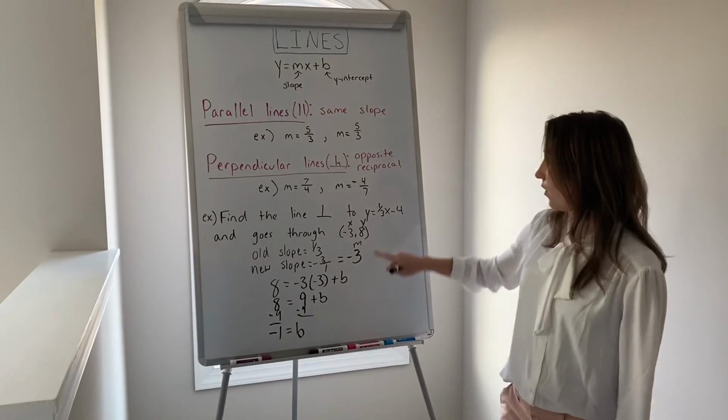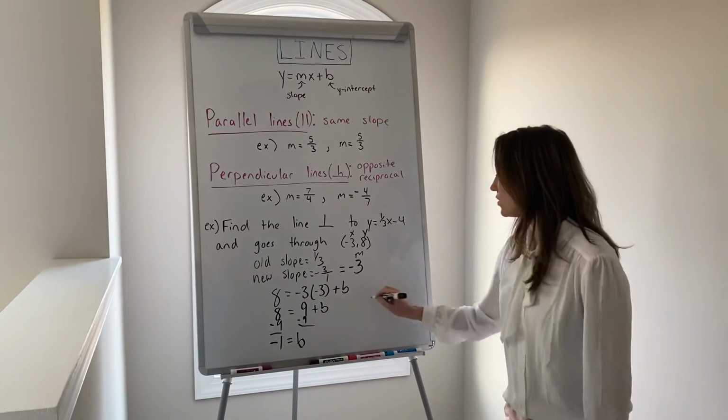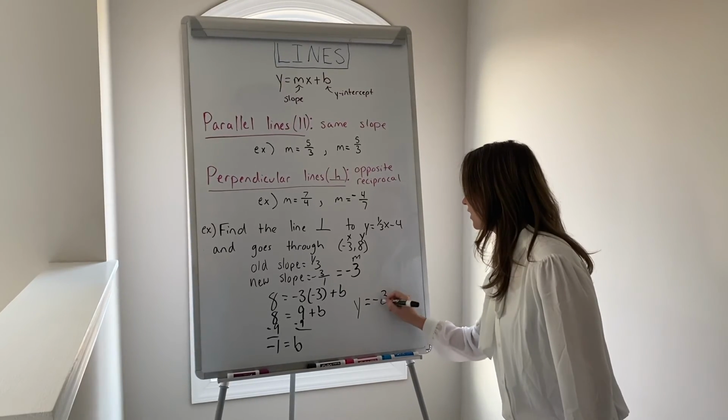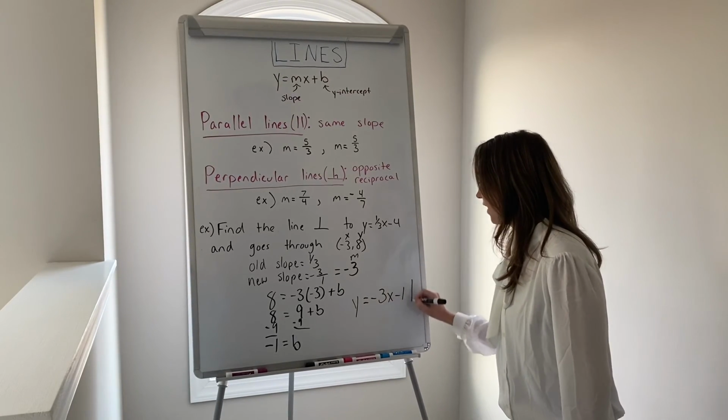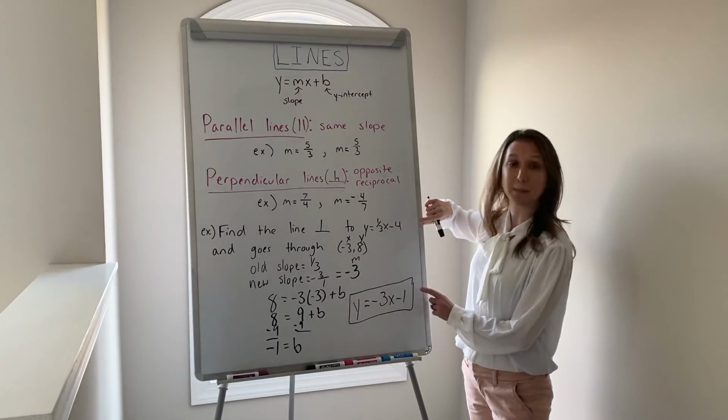So now we have our m, we have our b, and we just write that in the formula. So this would be y equals -3x minus 1. And that would be your new line. So these two lines right here, they would be perpendicular to each other.